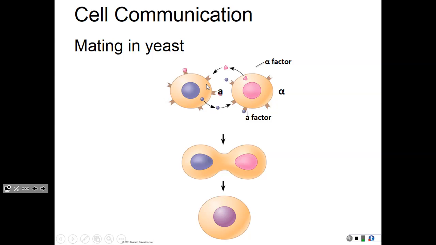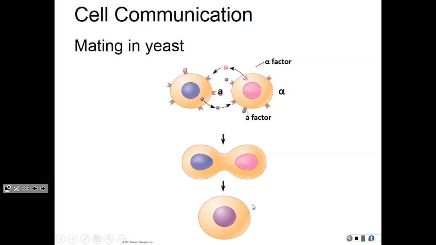They're going down that concentration gradient. And that ultimately results in successful mating of those two different kinds of yeast cells. Now, just as an aside, not necessarily directly involved with communication, but notice there's communication that had to take place here.